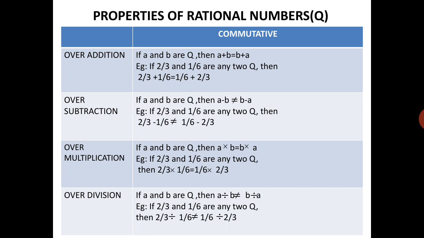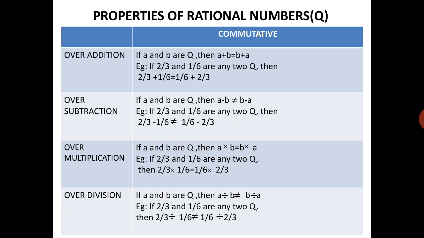Now over subtraction, that is the second one here. When we are applying commutative over subtraction, here we fail. How? Children, because if a and b are rational numbers, then a minus b will not be equal to b minus a. So you can actually take any example on your own, also try.